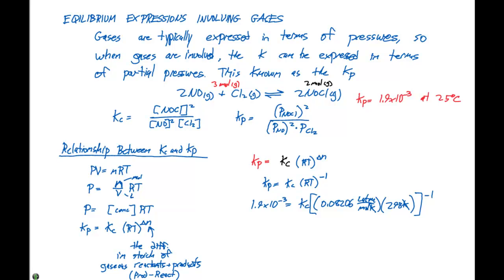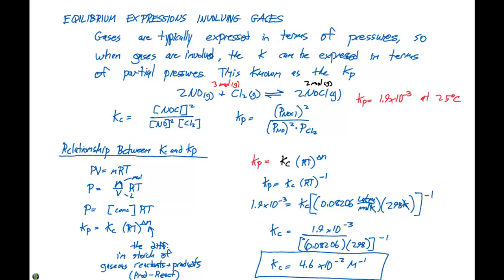If we go through and do the algebra for this particular expression, Kc is going to equal 1.9 times 10 to the minus 3 divided by 0.08206 times 298 to the minus 1 power, and Kc then equals 4.6 times 10 to the minus 2 molar to the minus 1. So this is an example of how we would convert back and forth between Kc and Kp.